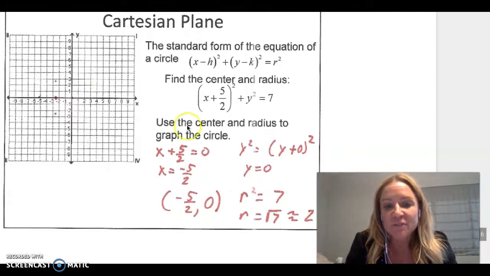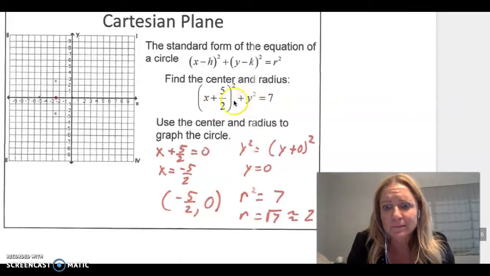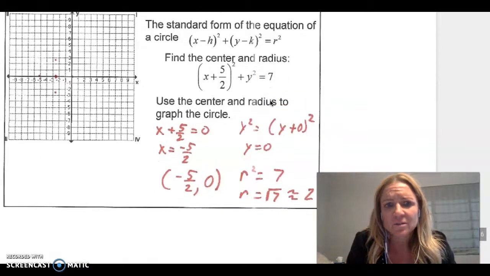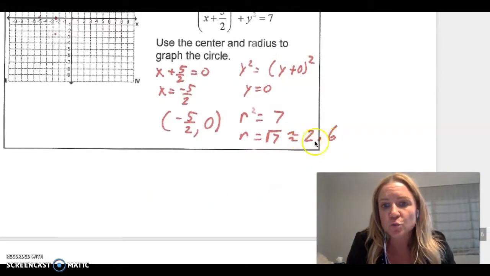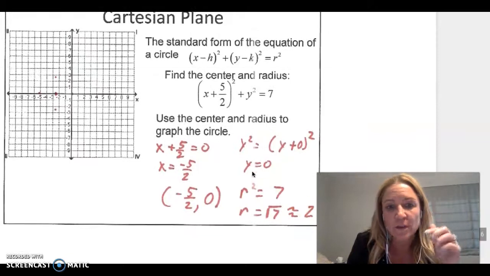All right, so what if you have fractions in there? Fractions are fine too. So the center for this one would be the opposite of this number, which is -5/2. And then this one's tricky because it looks like they messed up, but no, nothing's being added or subtracted. So that's why there's a 0 here for this ordered pair. Okay. And then right here, we've got a 7. So it looks like they messed up again, but they actually just want you to take the square root of 7, which if you get it as a decimal in your calculator, it's 2.6. That's just a little less than 3.